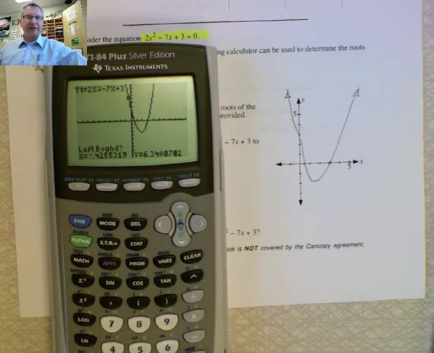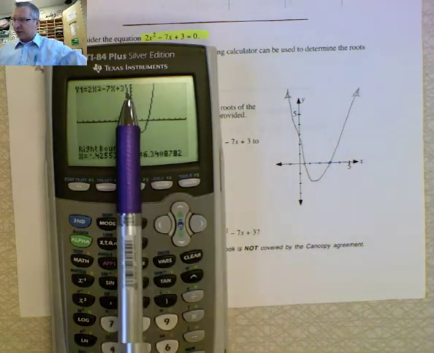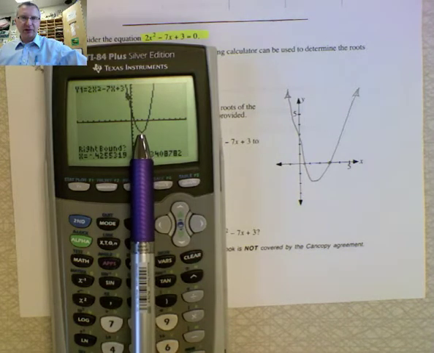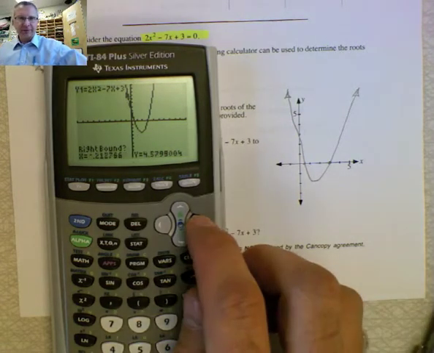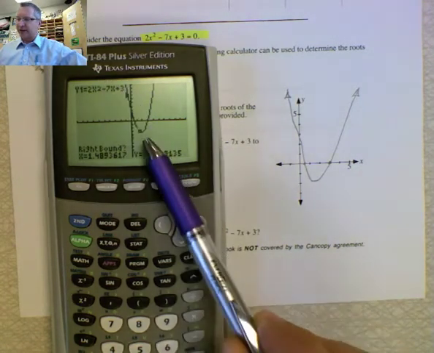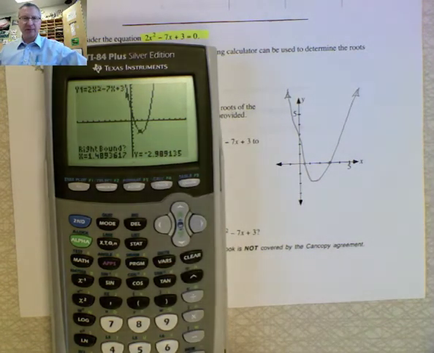How do you identify that point? You hit enter. So now it says right bound. Well, that means if you go from your x-intercept, you go to the right and you go down to your graph somewhere, that's going to be a right bound. So as long as you're down below the x-intercept somewhere, that's going to be your right bound, and you hit enter. Now it says guess.